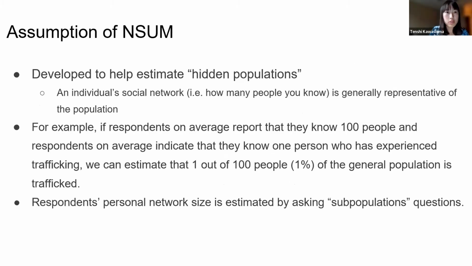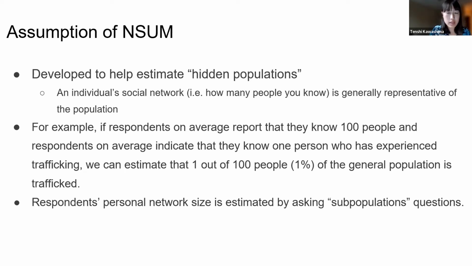So first of all, I'm going to go over quickly the assumptions of NSUM, or network scale-up methods. This method was developed to help estimate hidden populations or hard-to-reach populations. There are groups of people who share stigmatized characteristics, such as people with HIV, or people who use drugs, or people who have been trafficked before, and so on. Because if we ask directly, have you ever been trafficked, it's unlikely that we get an honest answer.